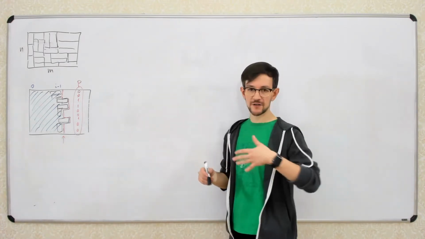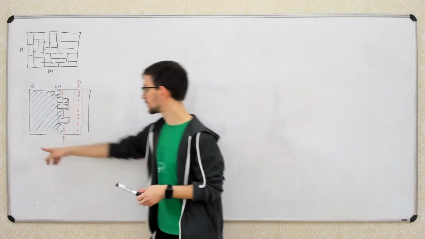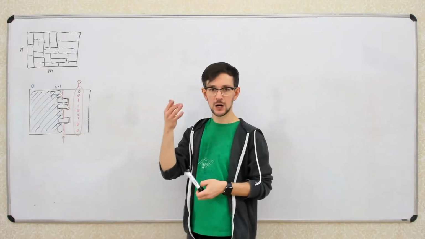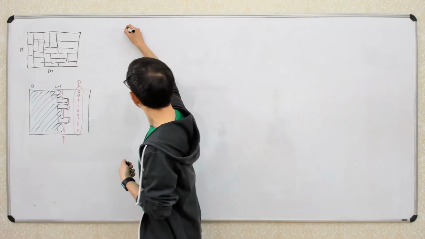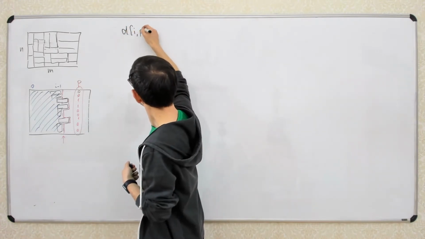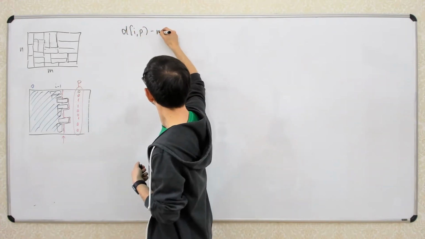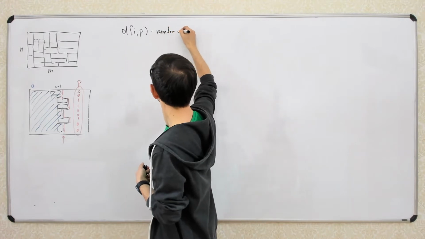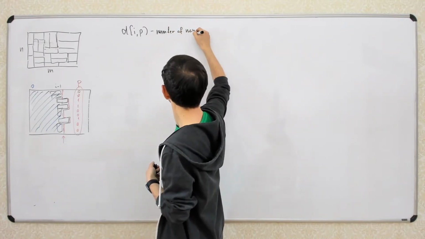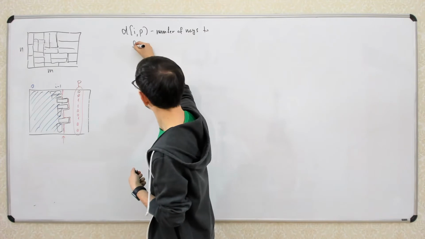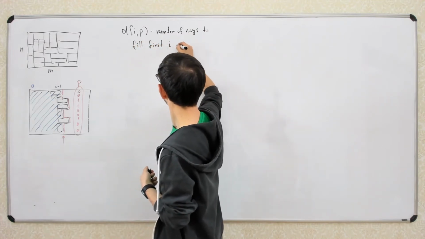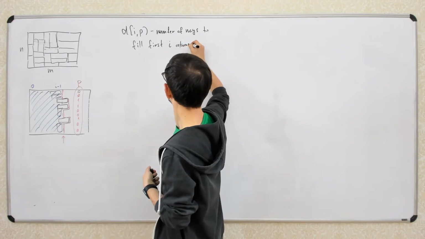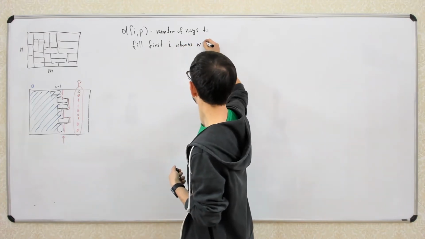So this is the current state of the dynamic programming. We have already filled the first i columns, and the profile is p. So we have dp[i][p], the number of ways to fill the first i columns with profile p.